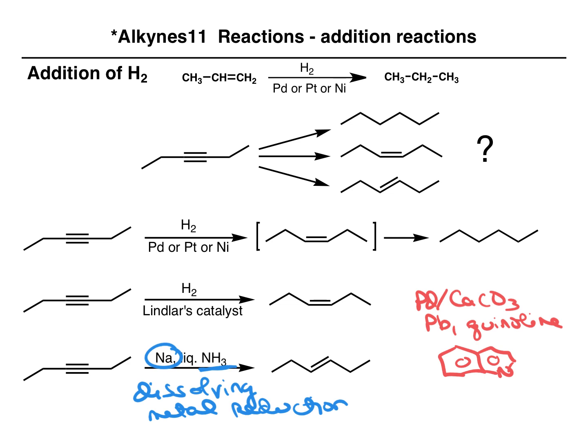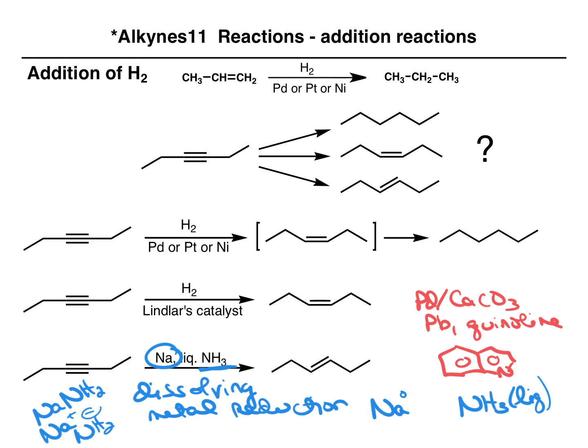So this is sodium metal, or it could be done with lithium metal or potassium metal, but it's important to keep in mind we're talking about sodium metal in liquid ammonia, not sodium amide, where this is the sodium ion and NH2 minus. These are completely different reagents. So sodium in liquid ammonia will carry out a reduction converting the alkyne to a trans alkene.